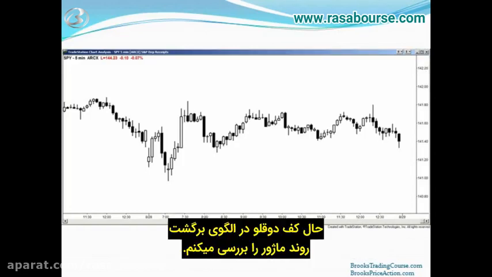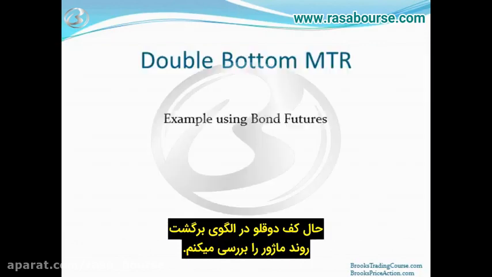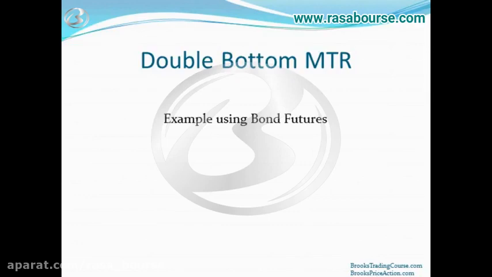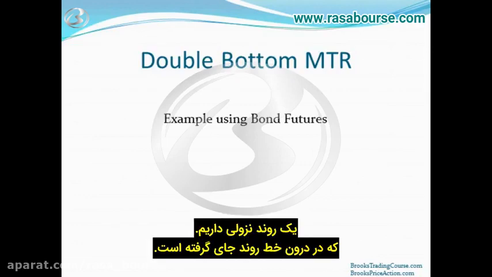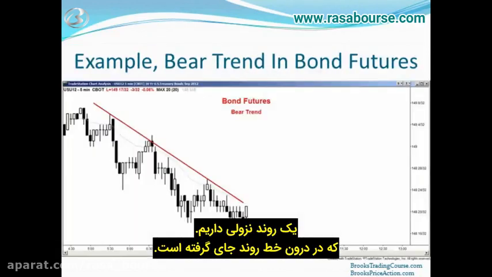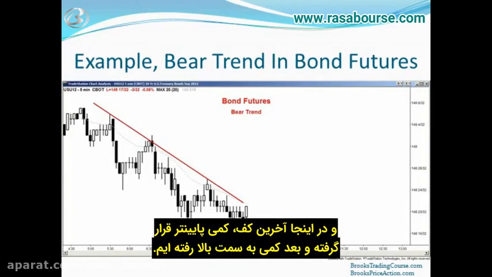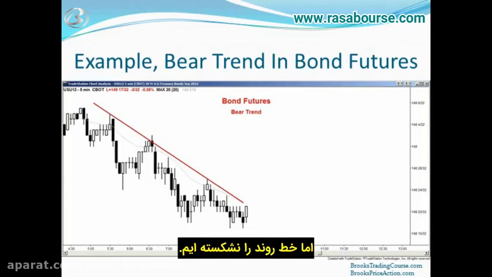Now I'm going to talk about a double bottom major trend reversal using bond futures. Clearly we have a bear trend that's contained by a trend line. It's in a channel, and we may be forming a slightly lower low here and a reversal up, but since we have not clearly broken above a trend line, I would not be buying this.